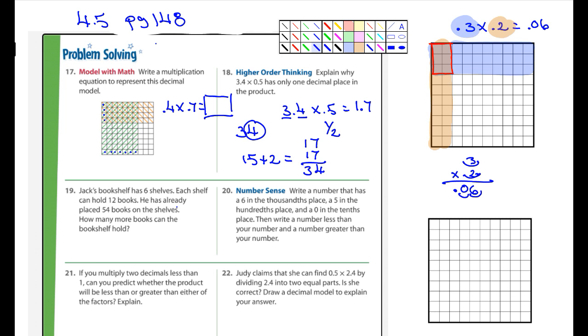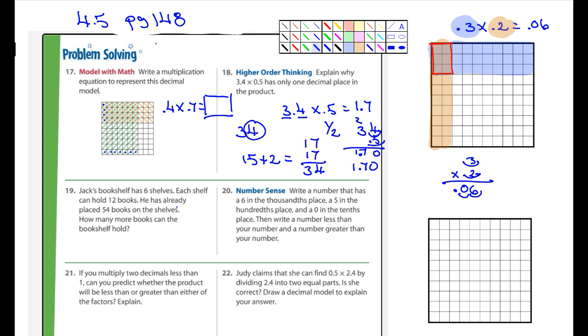So it says, why does it only have 1 decimal place? Well, if you were actually to do the problem here, let me show you. If I put 3.4 times 0.5, 5 times 4 is 20, put down the 0, carry the 2, 5 times 3 is 15, plus 2 is 17, okay? And 2 decimal places, so 1, 2, there it is, so the answer is 1.70.